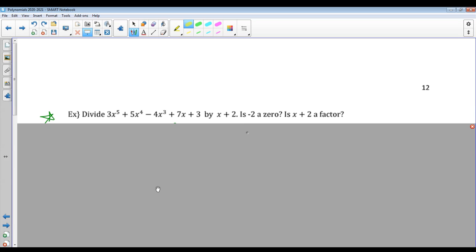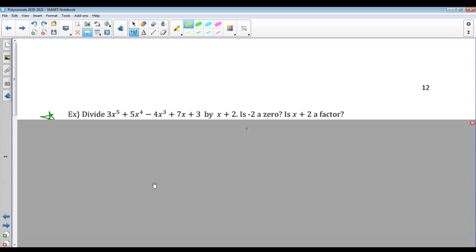Let's see how we're doing. I want you to try this one on your own. So I'll probably pause again before you just jump into it. I want you to divide using synthetic division. I want you to divide 3x to the fifth, et cetera, et cetera, by x plus 2.